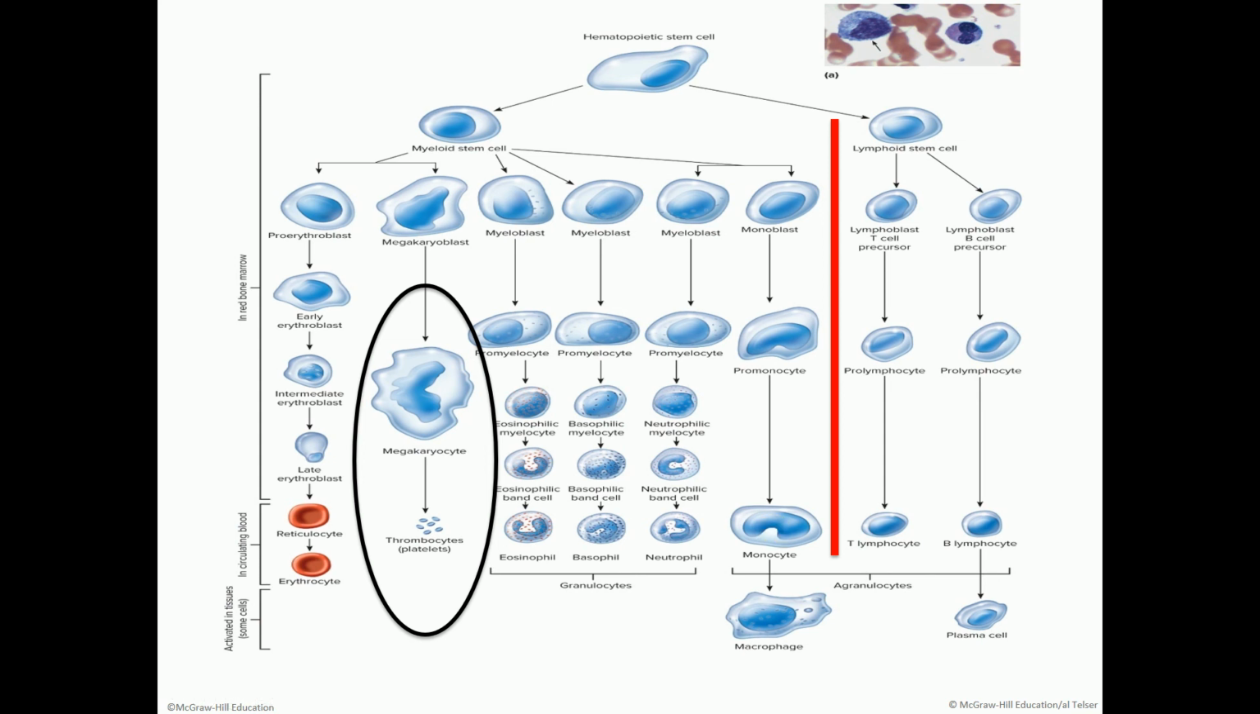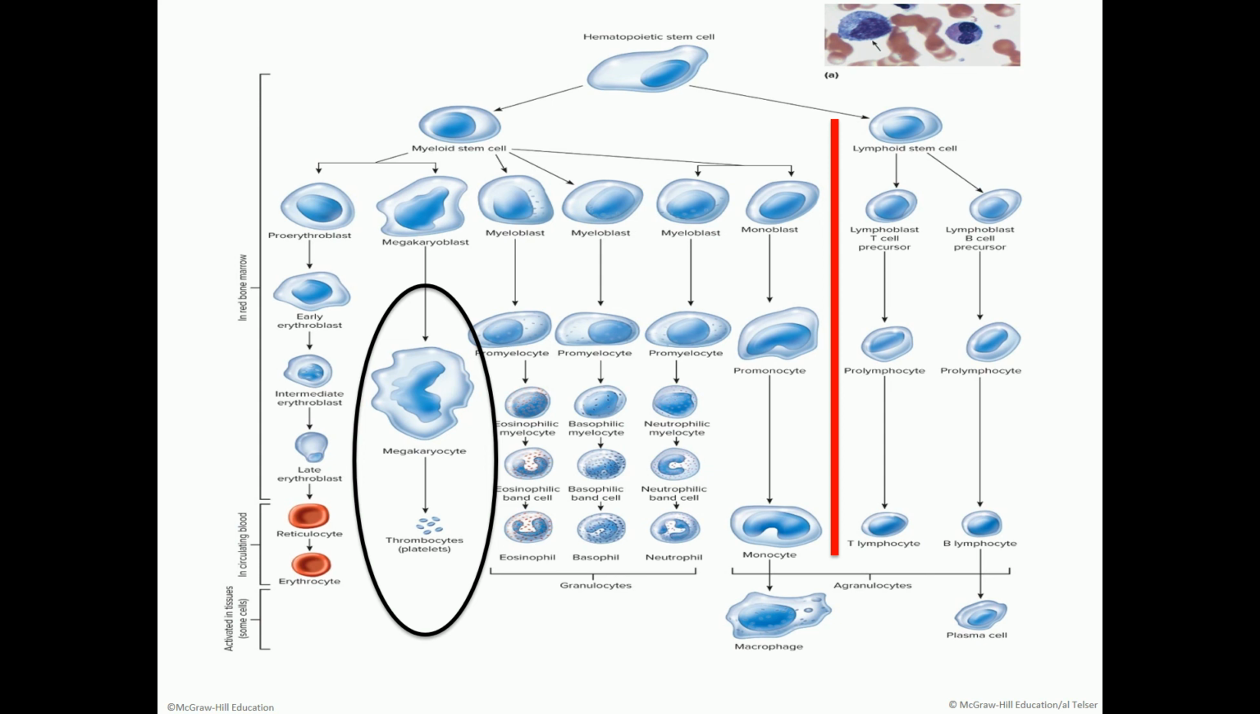But you can see here that monocytes have the ability to leave the blood vessels and go into the tissue. So you can see here activated in tissues in some cells, that monocyte is going to leave the blood vessel and become a macrophage. So a macrophage is pretty much a monocyte on steroids, where it's more active.